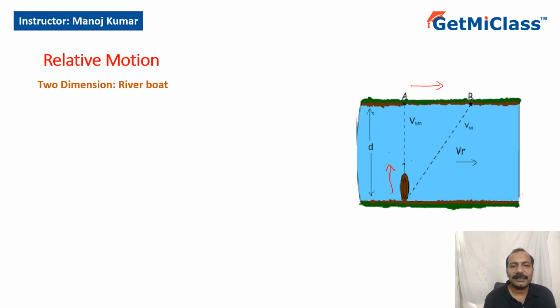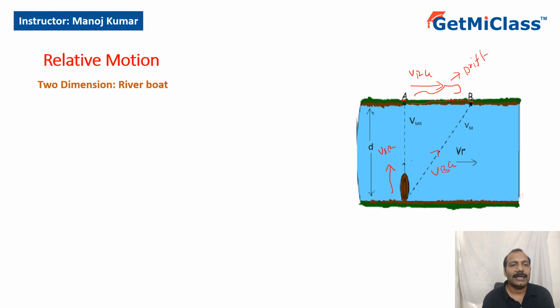So if I take this as velocity of boat with respect to river, and this is velocity of river with respect to ground, then as a result of reverse motion, instead of going to point A, the boat will go to point B. So this part is called drift. Now this drift comes due to the velocity of the current, or the flow of water.